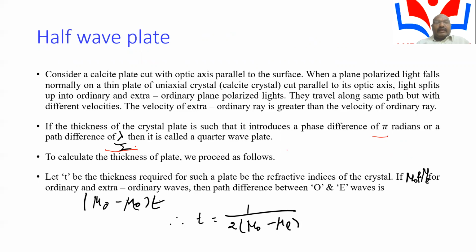To calculate the thickness of the plate, let T be the thickness required for such a plate. If mu naught and mu e are the ordinary and extraordinary refractive indices for the waves, then the path difference is (mu naught minus mu e) times T, with mu naught greater than mu e. Therefore T is equal to lambda by 2 times (mu naught minus mu e). That is called the half wave plate.